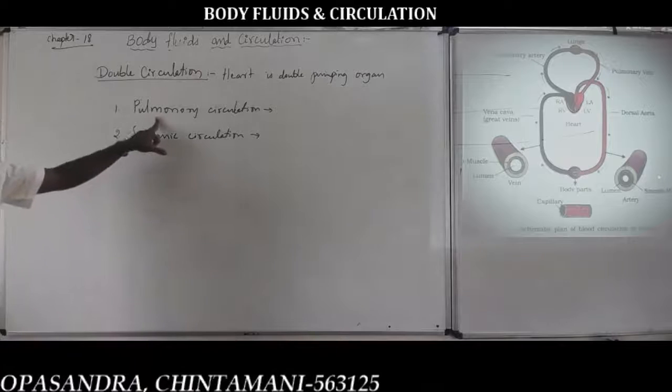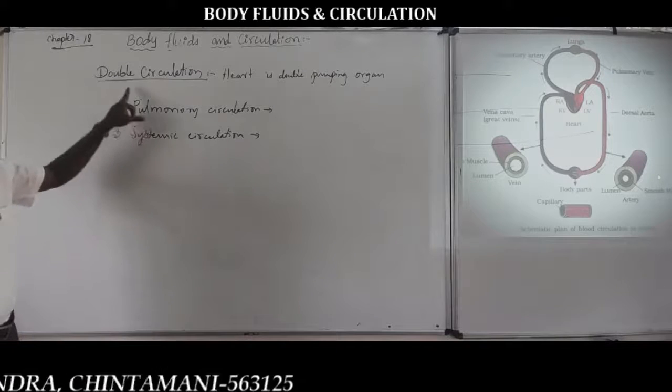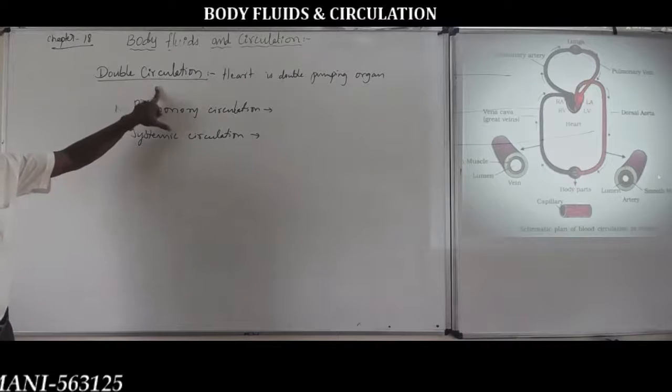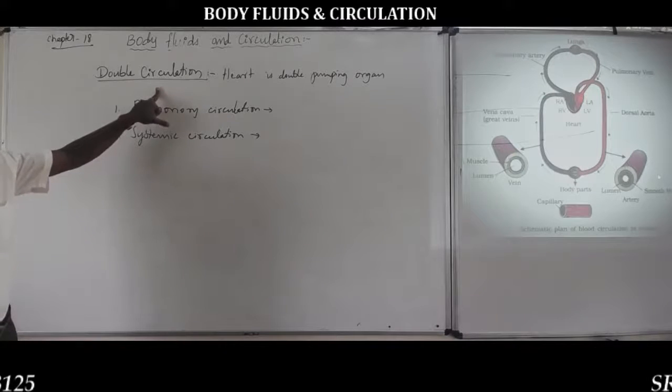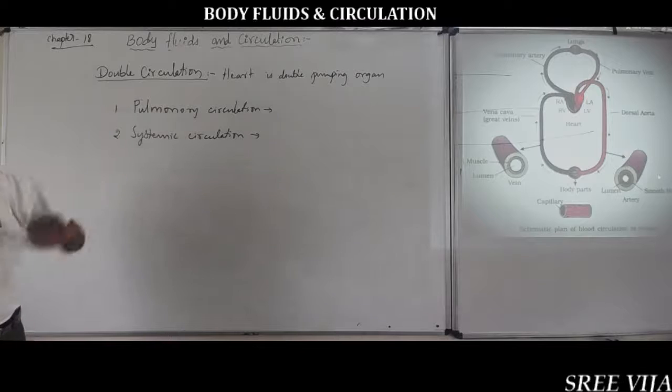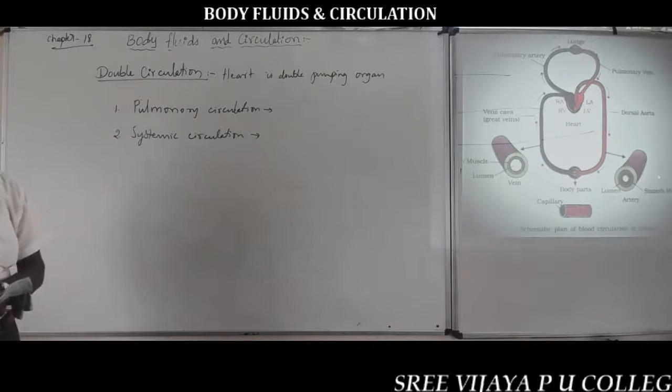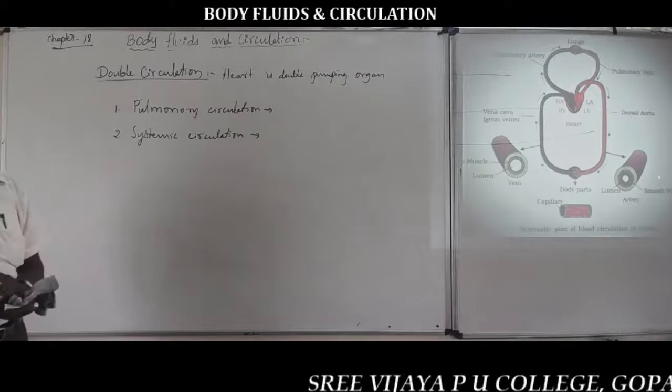Pulmonary circulation and systemic circulation, these are the two types of circulation. That is the double circulation, that is, the heart pumps the same amount of blood, the same type of blood, two times. That's why the heart is called a double pumping organ.